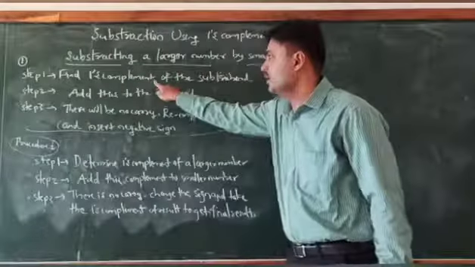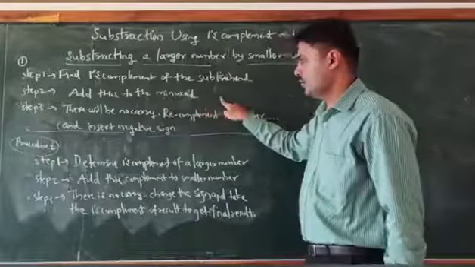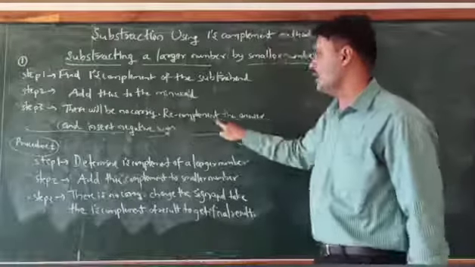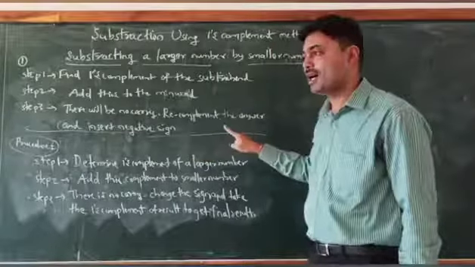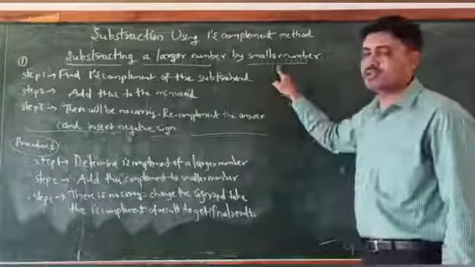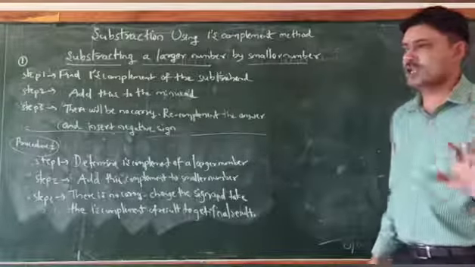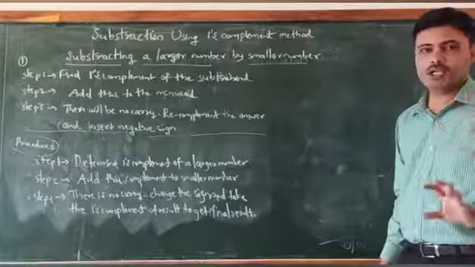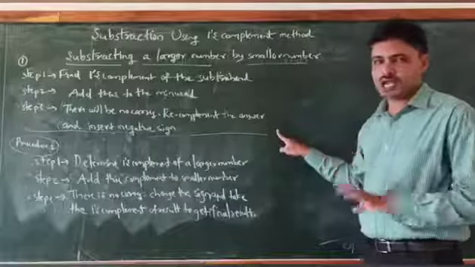Step number 1, find the ones complement of the subtrahend, add this to the minuend, there will be no carry, recomplement the answer and insert the negative sign. We are subtracting a larger number from a smaller number. When we subtract a larger number from a smaller number, we will get a negative sign. So here we have to put the negative sign to the answer.